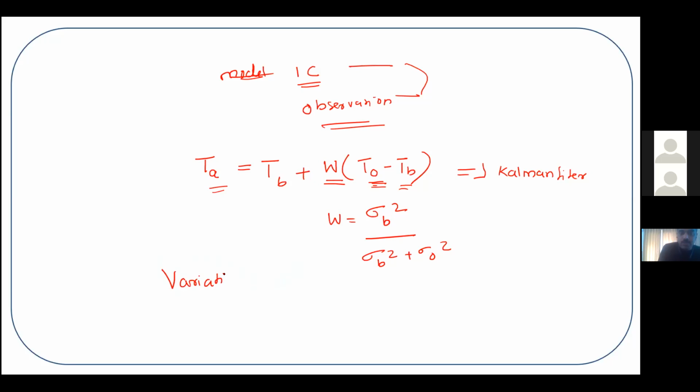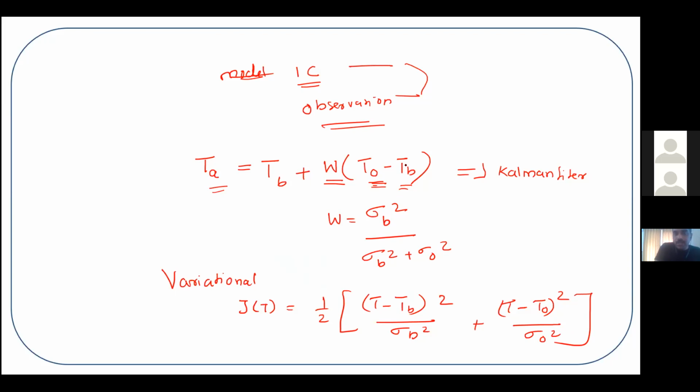So I'm not going to do all this derivation for that, but I simply write down the equations in which you can say that there is a cost function, which is called J, which can be written as (T minus TB) the whole square into sigma B square plus (T minus TO) the whole square by sigma O square. Okay, so this is one stream. Getting the optimal weight is one stream of data simulation. This is another stream, variational approach, in which here we are going to find out the minimum variance by minimizing this cost function. Okay, these are the two major streams through which data simulation is done.